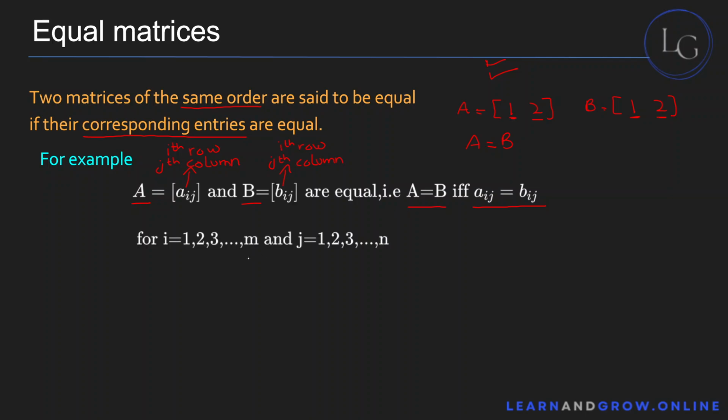So i and j can both be any real numbers. Let me just remember that A and B must be of the same order. The corresponding entries must be equal for A and B to be equal matrices.